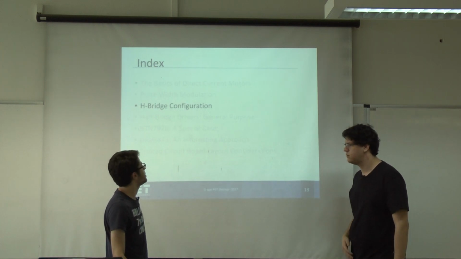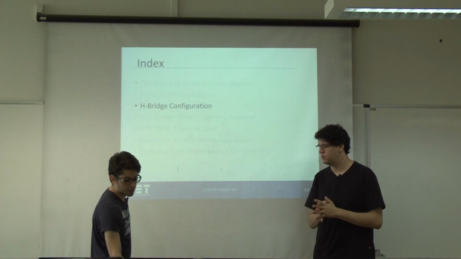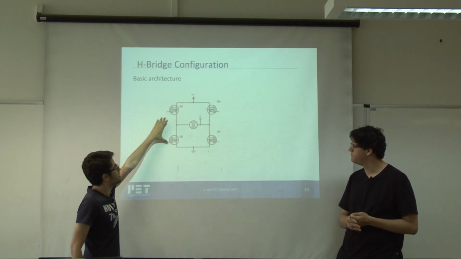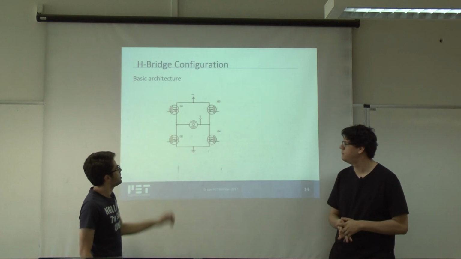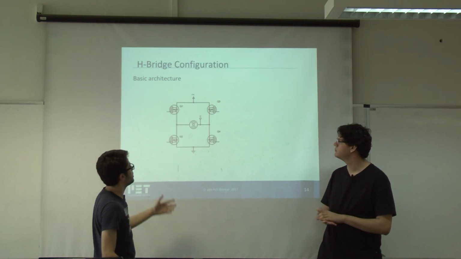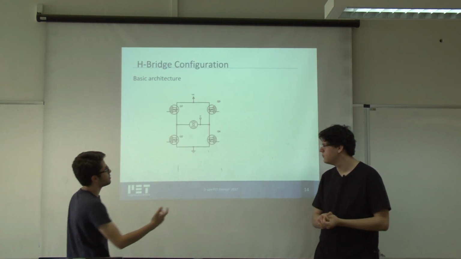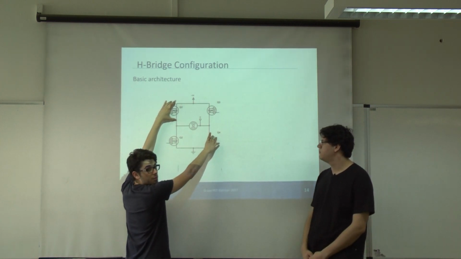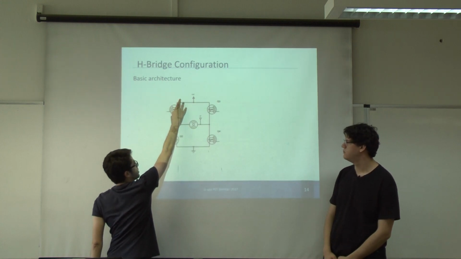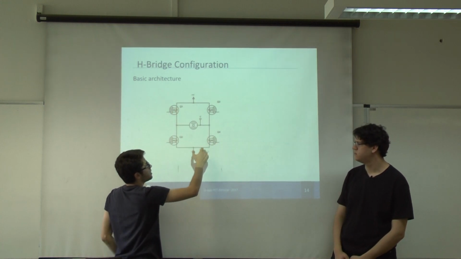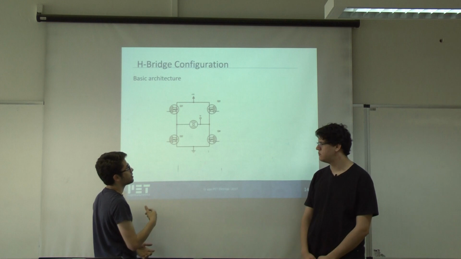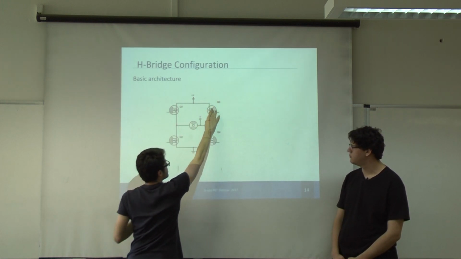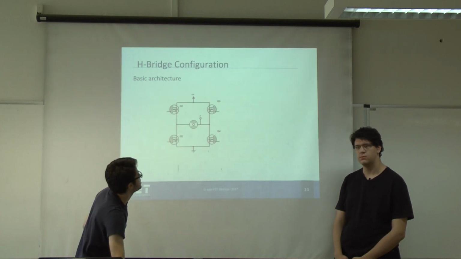So here we will see now the H-bridge configuration. This is the basic architecture that we normally use. So if you want to rotate this motor to one side, you basically close these MOSFETs, and the current will flow like this. And to the other side, you will close this one and this, so the current can flow like this.